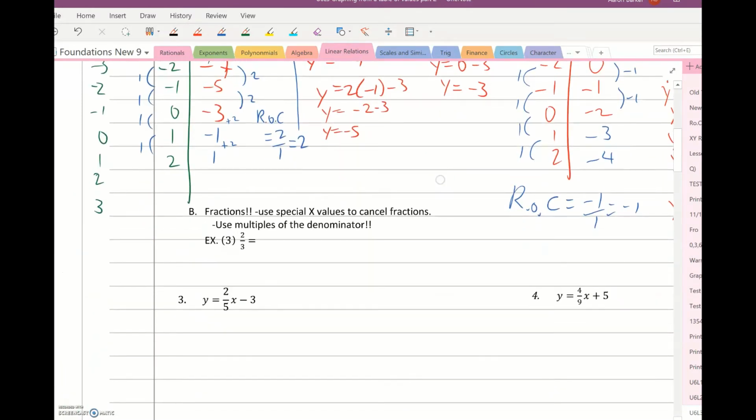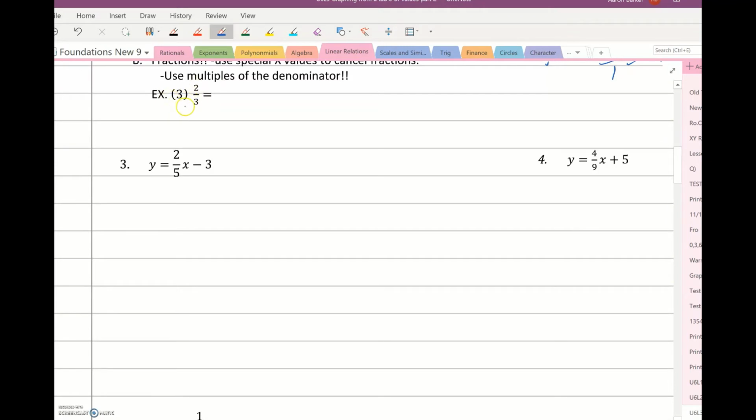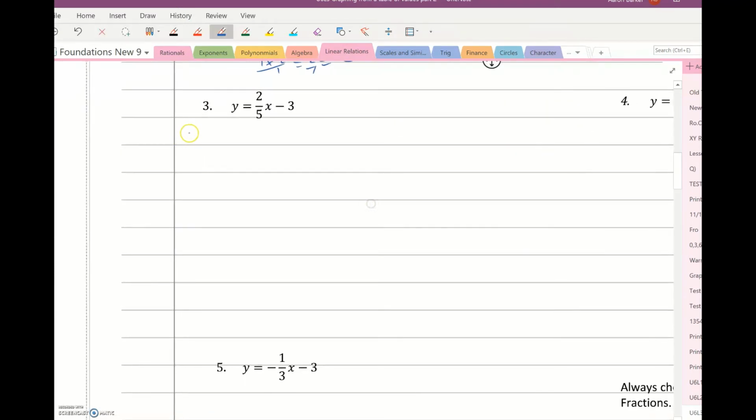Okay. Now what if you have fractions? So if you have fractions like 2/5 and 4/9, you'll get a fraction, and that's going to be hard to plot because it's not as easy. Okay, you're not on the corner of a grid. So what we want to do here is we want to use multiples of the denominator to cancel out. So if we have 2/3, we would times it by 3. Okay, so those would cancel and we would get 2 as our answer. Or if you could say 1 and 1, you'd say 1 times 2 divided by 1, which is 2 over 1, which is 2.